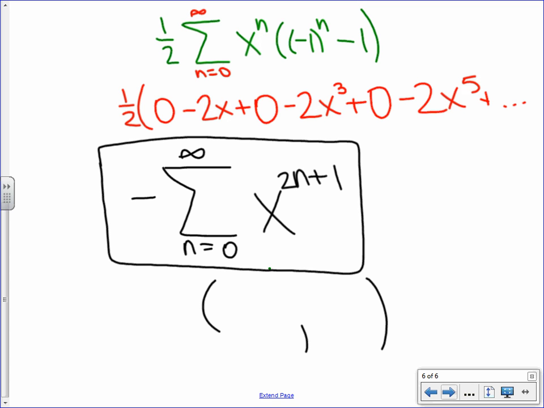Jared, what's our interval of convergence? Yes, negative 1 to 1.